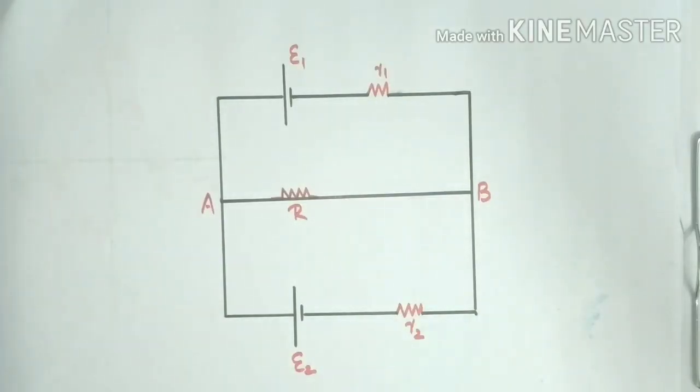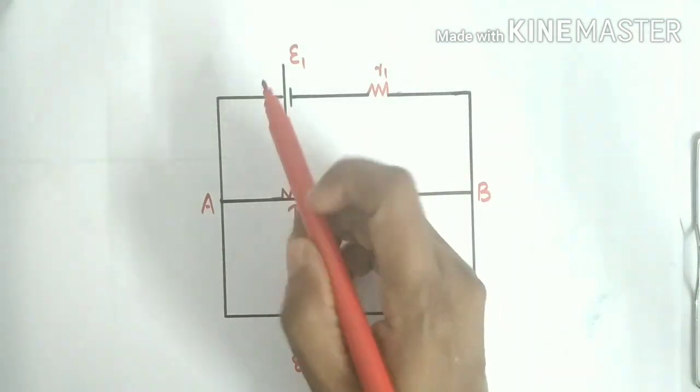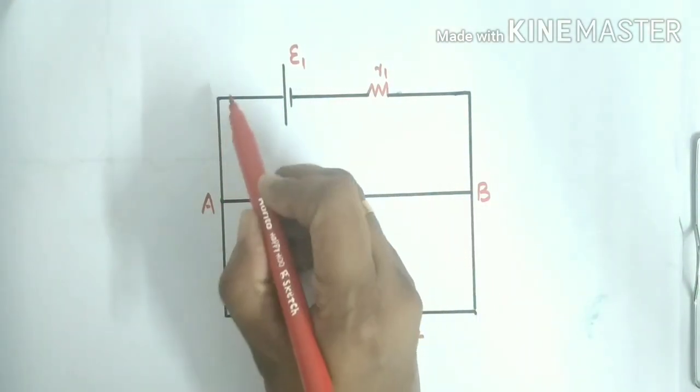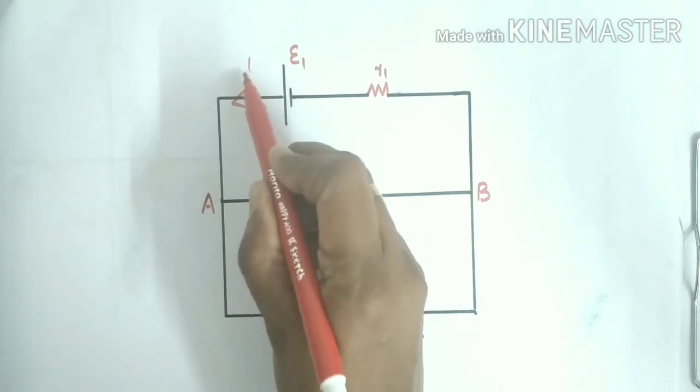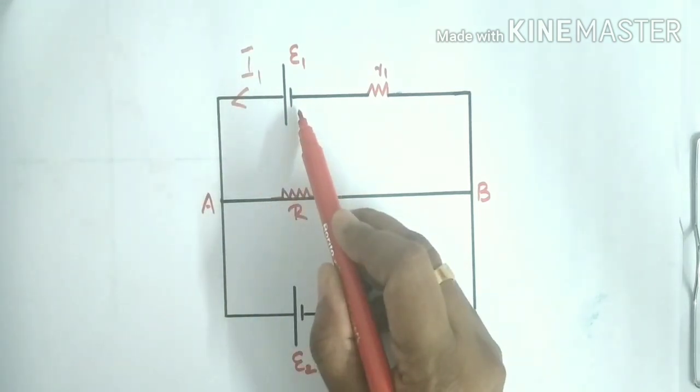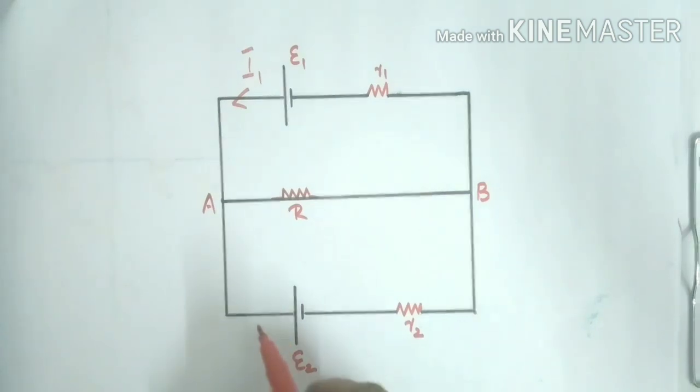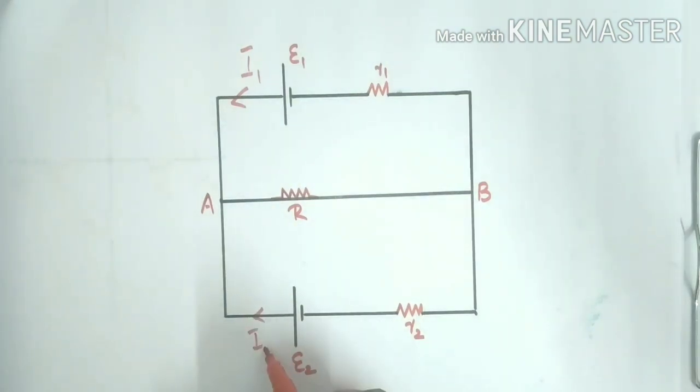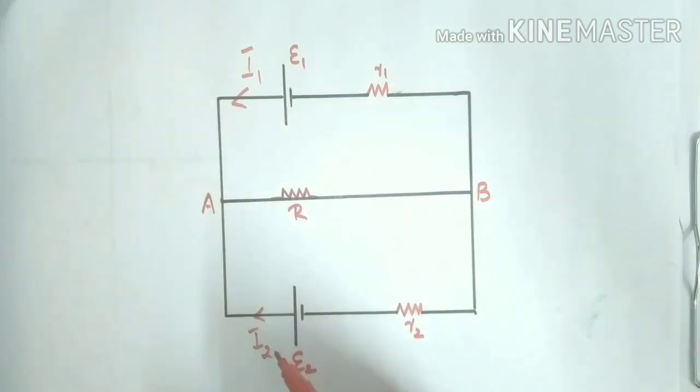Now, in the given circuit, we can apply Kirchhoff's loop rule and junction rule. This is considered a complicated circuit because it consists of two cells and three resistors. First, we mark the direction of current. Here, this is cell E1. We know that the current flows from positive to negative, so let this current be marked as I1. The current from the cell E1 is marked as I1, and let this current be I2. So, here I1, here I2.